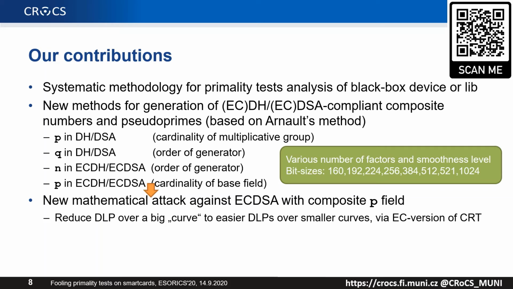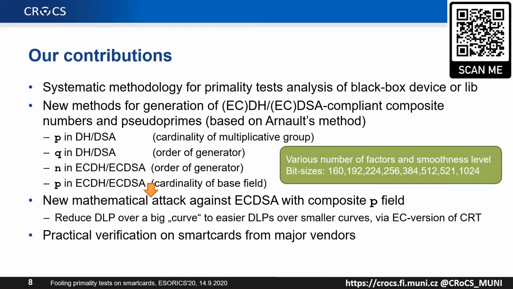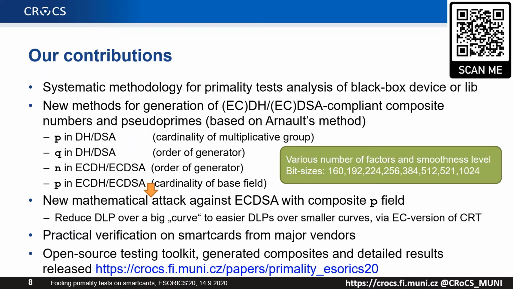Basically, we reduce the discrete logarithm problem over a big curve, which is hard to compute, to easier discrete logarithm problems over small curves. And it's via some elliptic curve version of the Chinese remainder theorem. Equipped with this, we checked this idea and methodology on smart cards from major vendors. And we also open sourced the testing toolkit, so you can just grab it and test on your cards or on your white box implementation, if you wish.